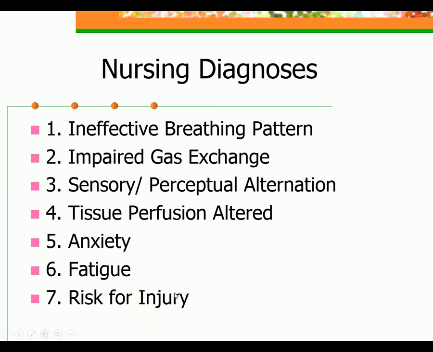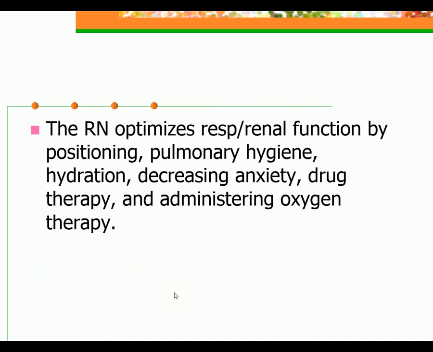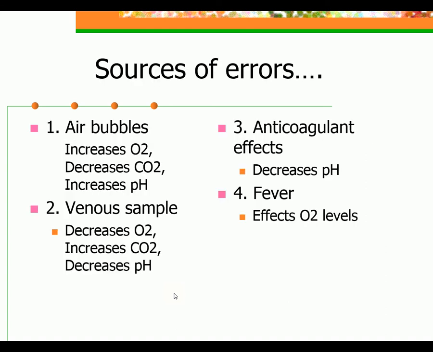And one of the big things that you've got to learn as an RN is that you can help optimize respiratory and renal function by doing certain things. For example, positioning. That can help with oxygenation. Pulmonary hygiene, making sure that you're suctioning, keeping their airway clean. Hydration, decreasing anxiety, medications, O2 therapy. So there are things you can do to minimize and prevent these imbalances from occurring.